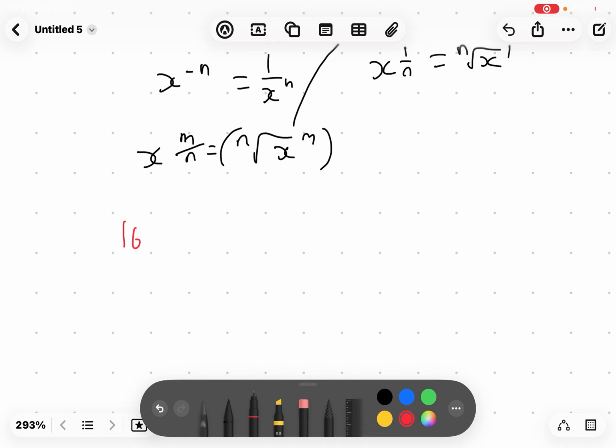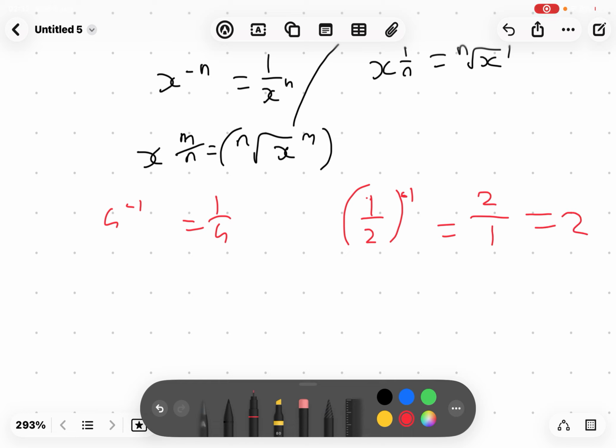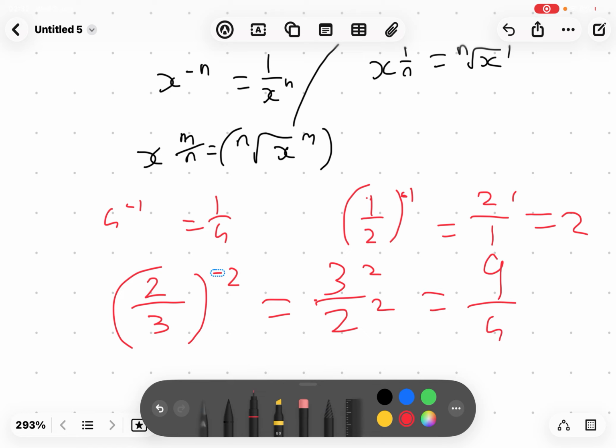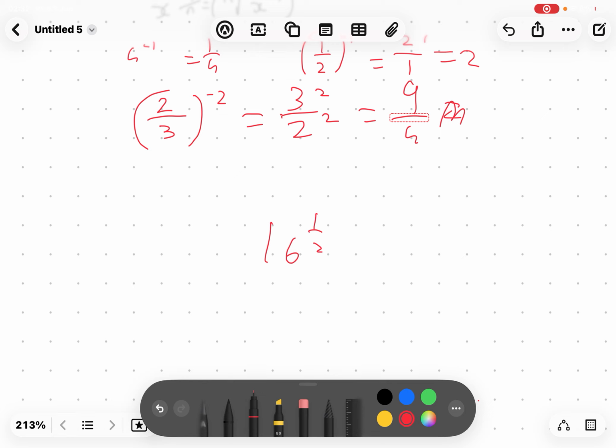Let's say we have 4 to the minus 1 equals 1 over 4. Let's say we have this to the minus 1, it equals 1 over 2, which is just 2. 2 to the minus 2 equals 3 over 2 squared equals 9 over 4. So that's the final answer. 16 to the power of 1 over 2 equals square root of 16, which is a normal square root, which is equal to 4. It can be plus or minus because both work.